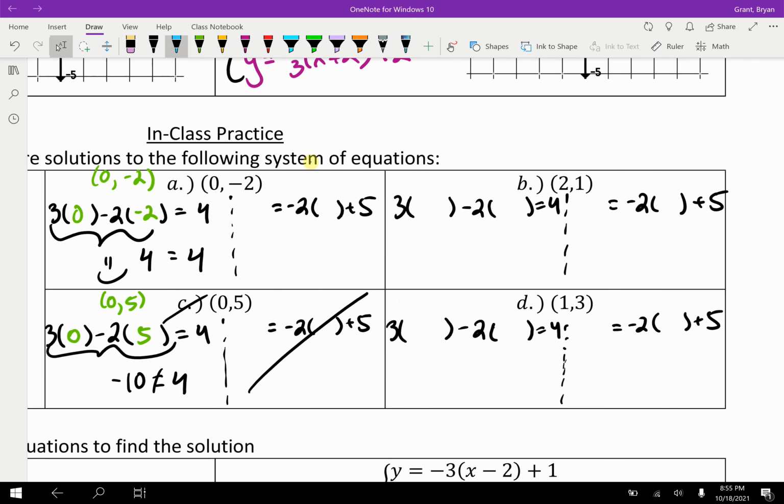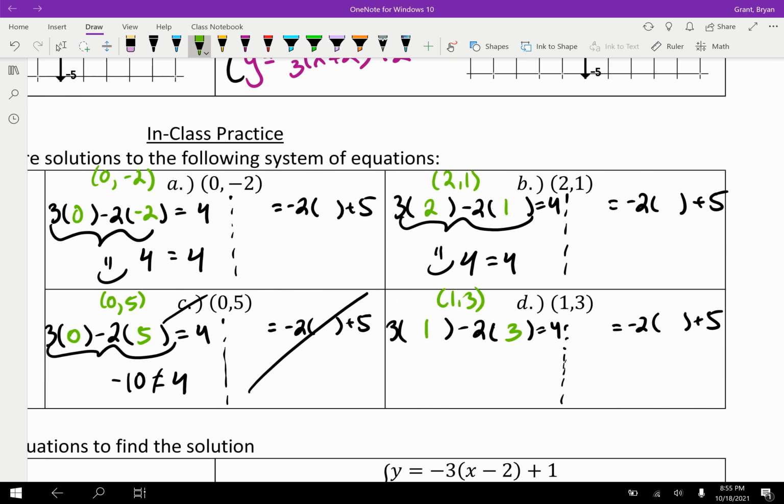Let's keep it up. We have our point 2, comma 1. X is 2, y is 1. A little bit more math here, but not bad. This is 6 minus 2, and 6 minus 2 is 4. So that's looking good. Last but not least, 1, comma 3.